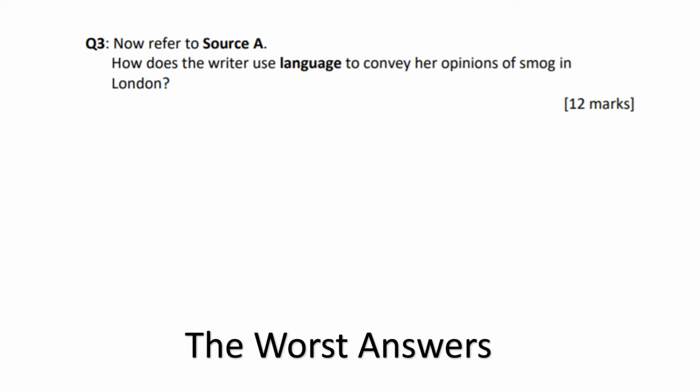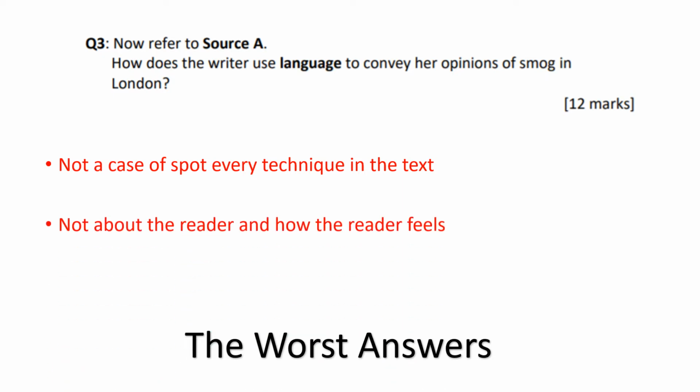Okay, so let's have a look at the question. This is a standard question for us in English because all the time we're looking at how the writer uses language. So it's not a surprising question. I will say there's a particular style to writing, and that's what we're going to look at today. So the worst answers for this question tend to spot every single technique. And this question isn't about spotting every single technique in the text. That's the worst thing to do. So I'm telling you what to avoid first before we even start looking at the question in detail.